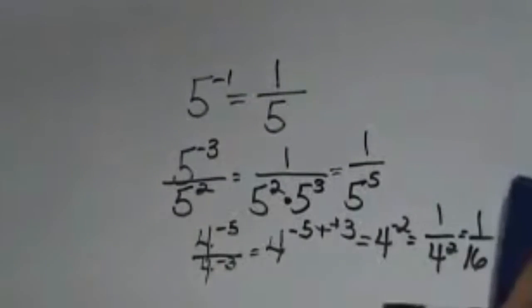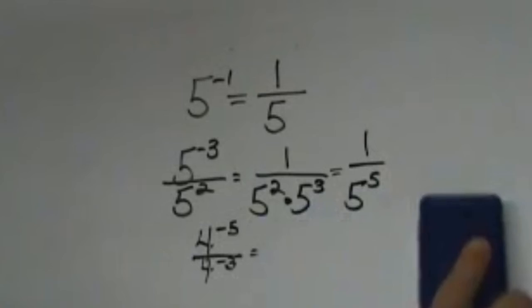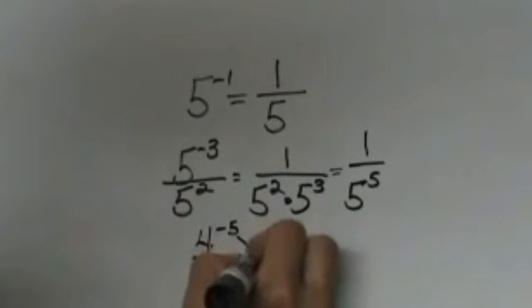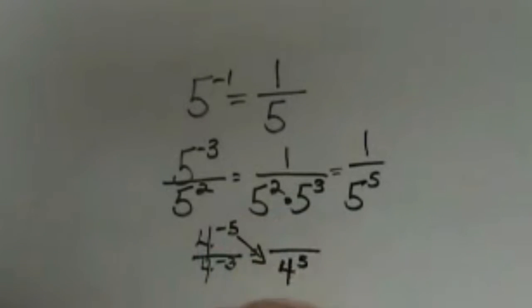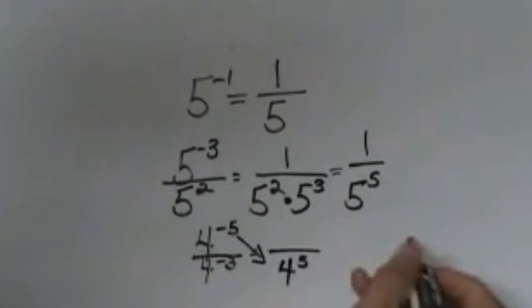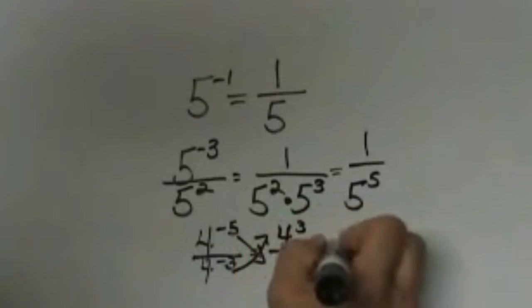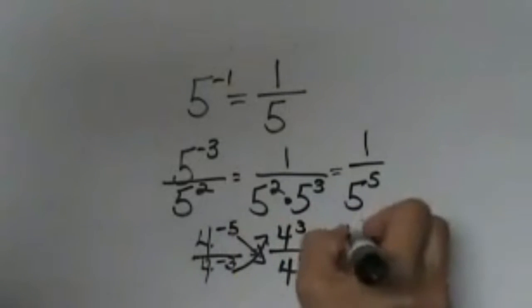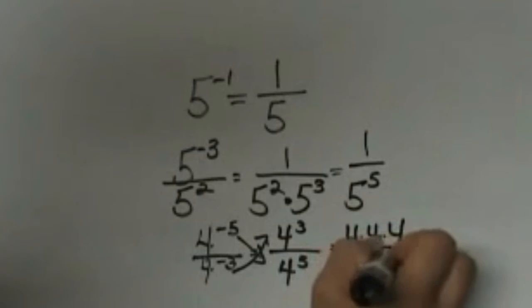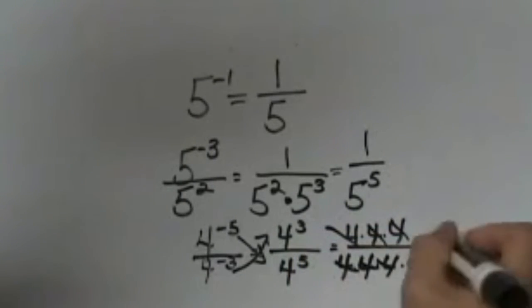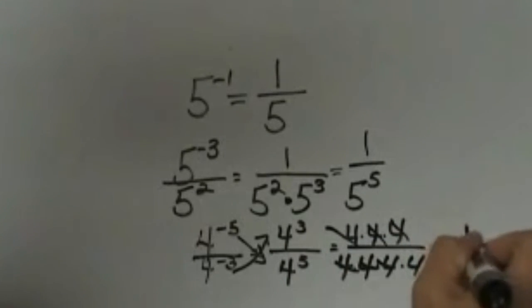Okay, I'm going to show you a second way to handle it. I'm just going to change floors. So this 4 to the negative 5th is going to go downstairs and become a positive one, 4 to the 5th. I'm going to take 4 to the negative 3rd and move it upstairs, and it's now positive. Now I can see I have 4 times 4 times 4 over 4 times 4 times 4 times 4 times 4. And if you cancel all your like terms, you end up with 1 over 4 squared.